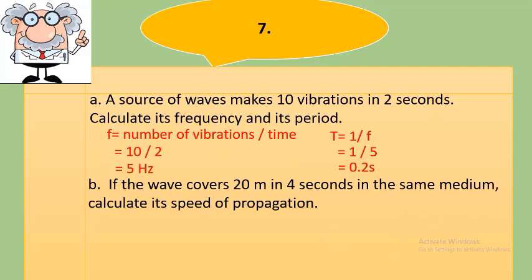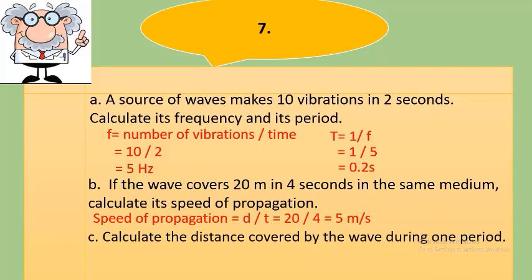So if the wave covers 20 meters in 4 seconds in the same medium, calculate its speed of propagation. Again, we need to recall that the speed of propagation is the distance divided by the time. In this case, it's equal to 20 meters divided by 4 seconds, and our speed of propagation is 5 meters per second.